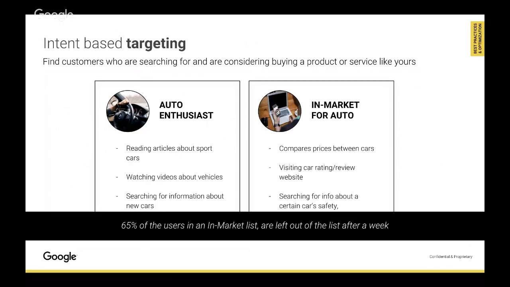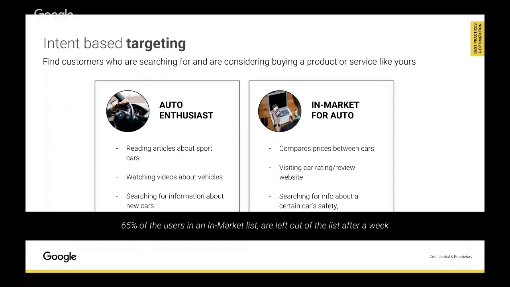So the second type of prospecting audience is in-market. So in-market, we got a lot of questions from clients. How is it different from a typical affinity interest type audiences? So here is a good example for you. What is the difference between an auto affinity and auto in-market?